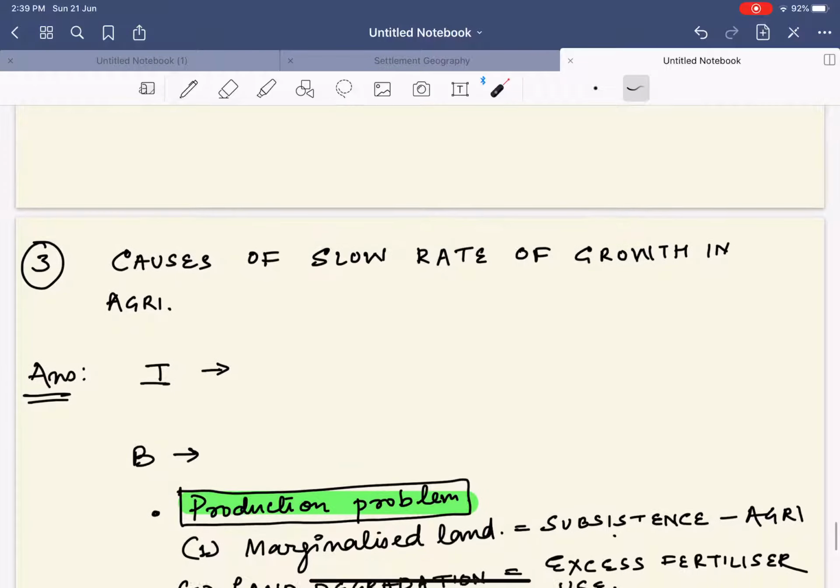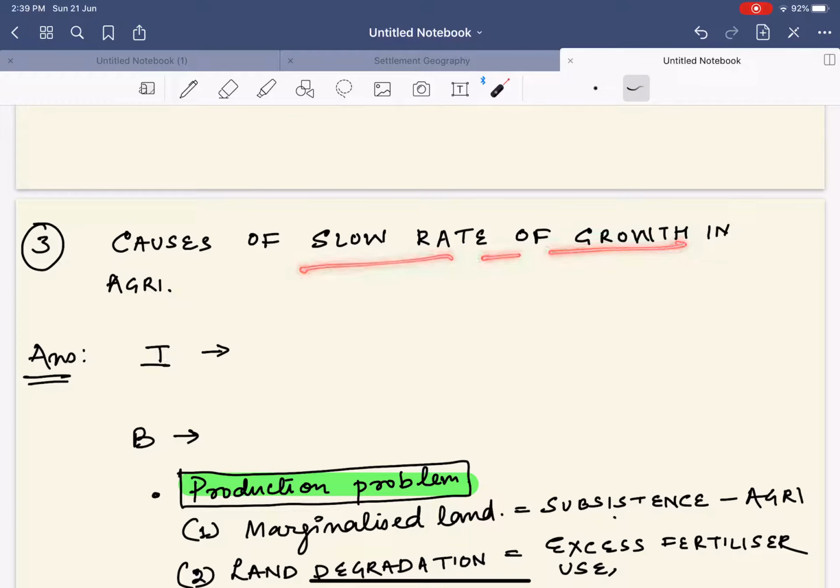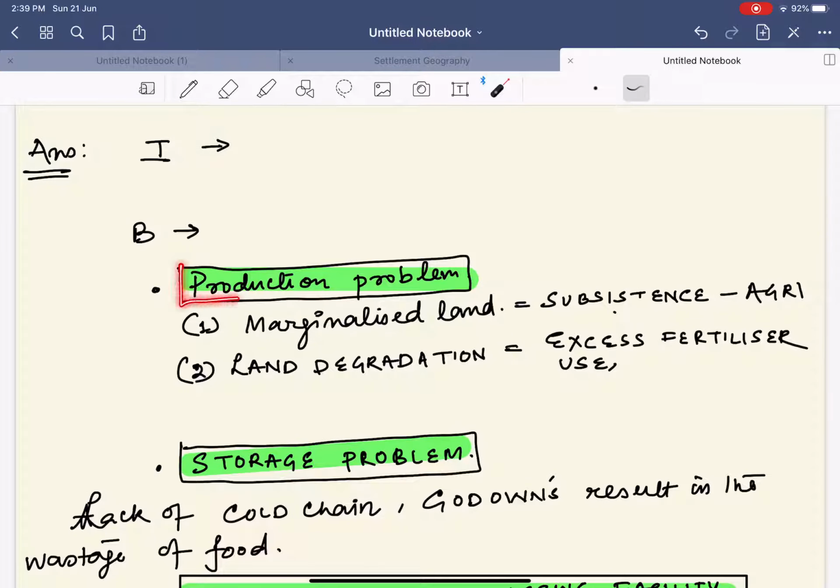Next, causes for the slowdown of the growth in agriculture. Again in the intro, it is very simple. The causes for the slowdown of the growth in agriculture are as follows. First, we have the production problem. What is the production problem? Number one is that the land over here is marginalized. That is subsistence agriculture that prevails, that is hand to mouth agriculture. Means whatever we are producing, we are eating, and we do not have surplus to sell. Why is that? Because of the marginalized land. Land degradation, excessive use of fertilizer.